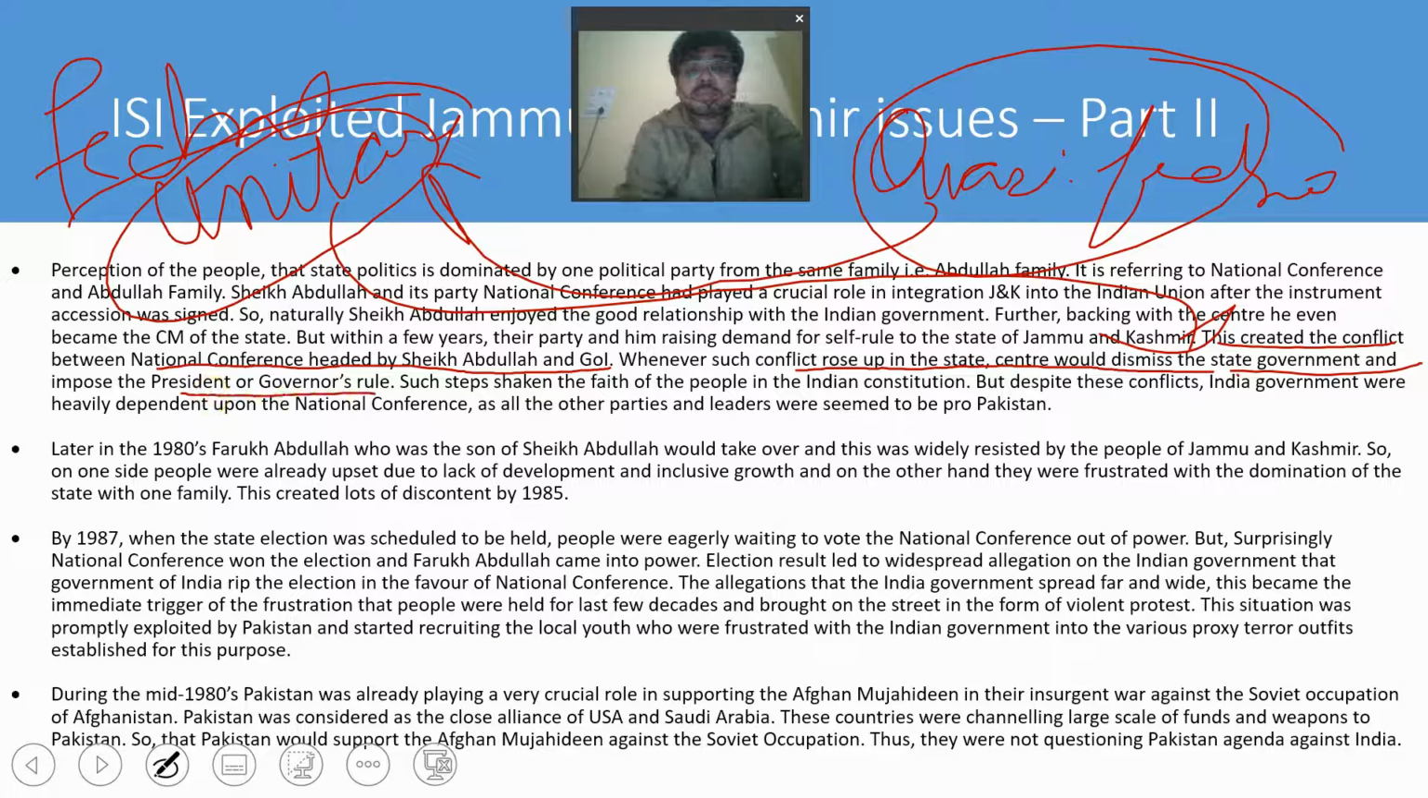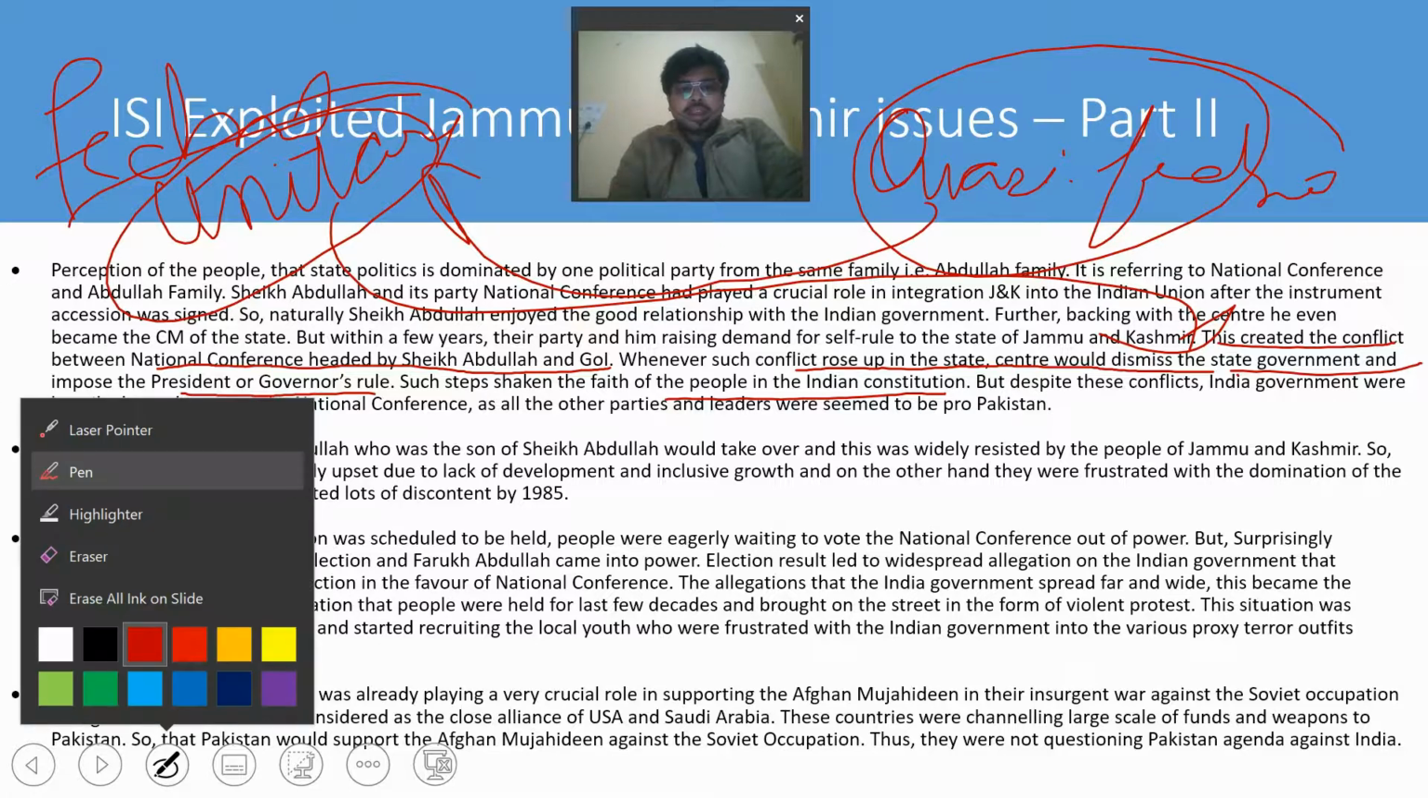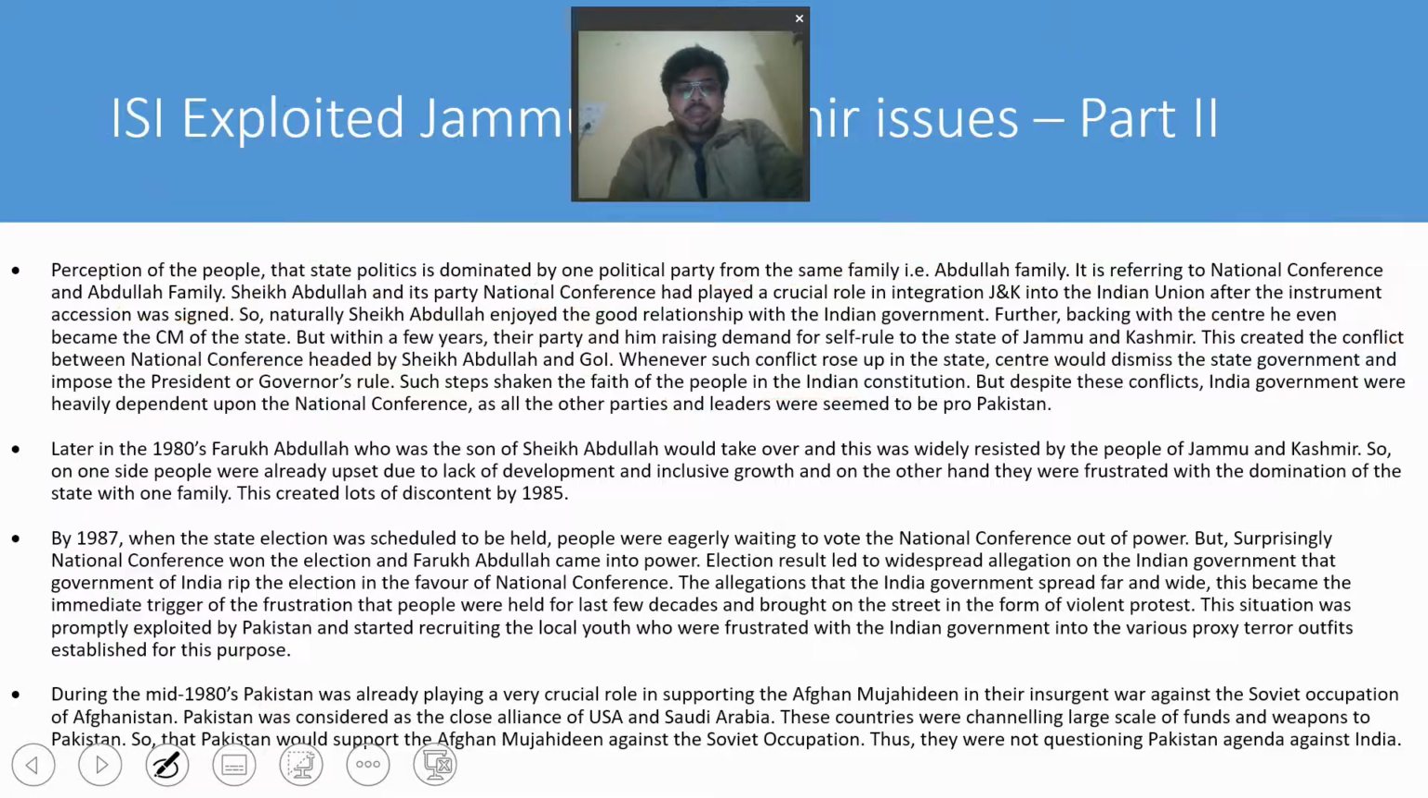So such steps shook the faith of the people in the Indian constitution. People felt very confused that the Indian government made Sheikh Abdullah the chief minister. There's one family only ruling it, and that one family wants to make it an independent state. After that, India used to impose presidential rule. This kind of shaking of the rules of government created confusion among the people of India, and the people of Jammu and Kashmir lost faith in the Indian constitution.